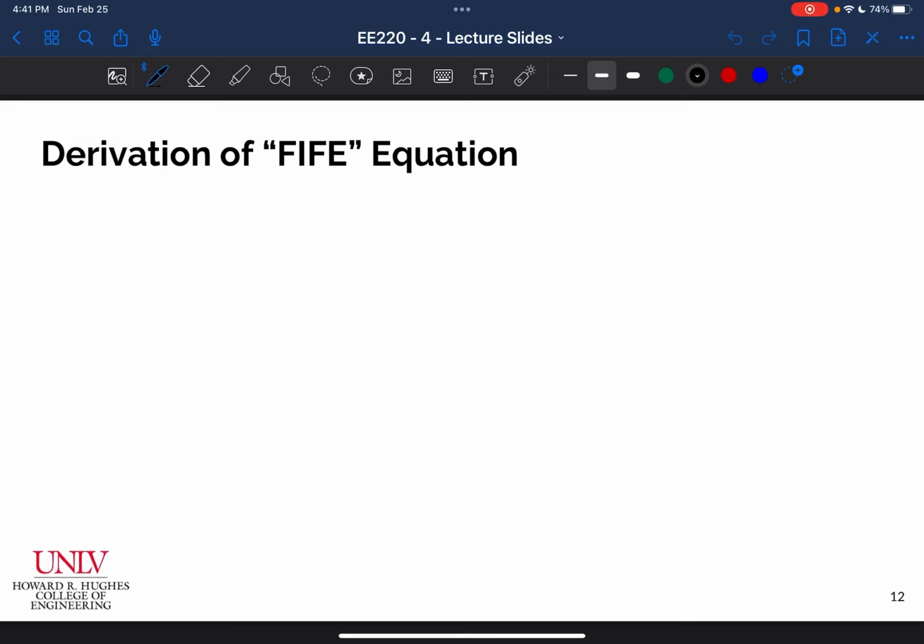Alrighty, so in this video, I'm gonna go ahead and derive what I call, and what some other people that taught me this stuff have called, the FIFE equation. You'll see why it's called that when we get there. But basically, this is the equation that we use to solve RC circuits. Okay, specifically simple RC circuits like the ones that we're gonna cover in this class.